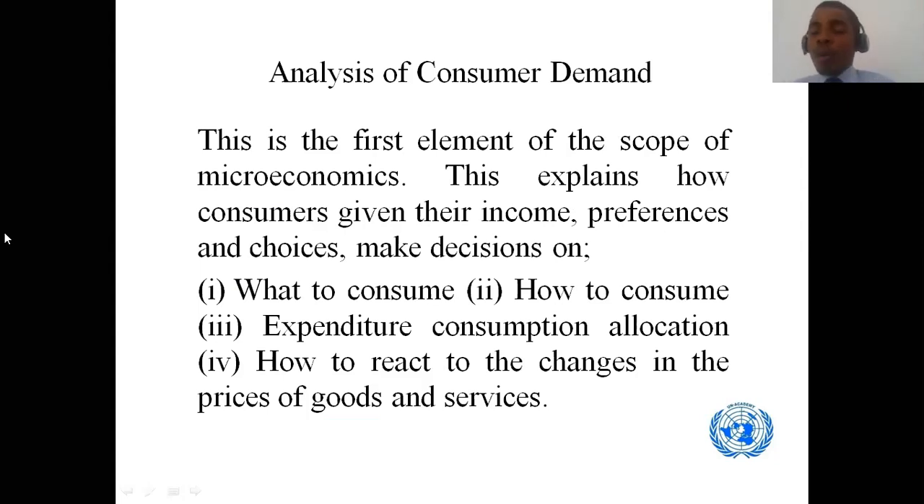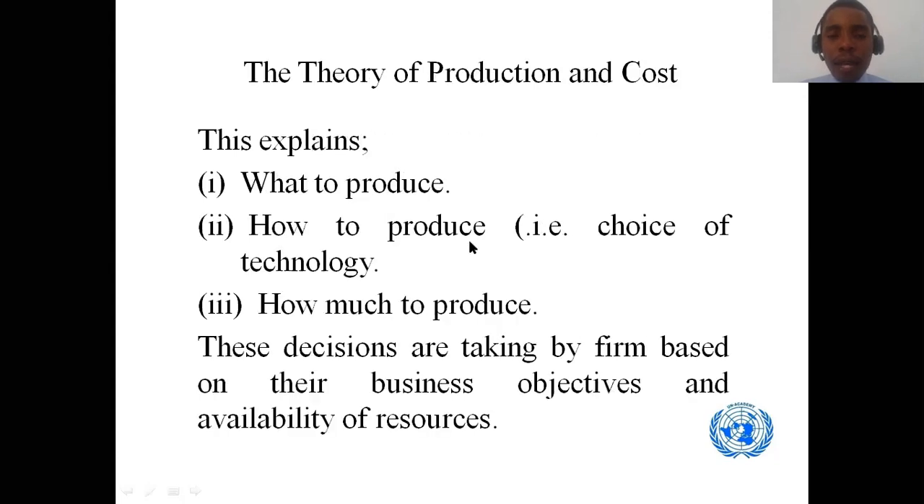So how to allocate your resources, how to allocate your finances, based on your limited resources and your wants. Like I said, you're going to draw the scale of preference. You want a lot of things, but you have to be able to allocate to the things that matter the most. So how do you react to changes in the prices of goods and services? Prices fluctuate. Today it can be $5, tomorrow it can be $10. So how do you react to it? Those are the analysis of consumer demand.